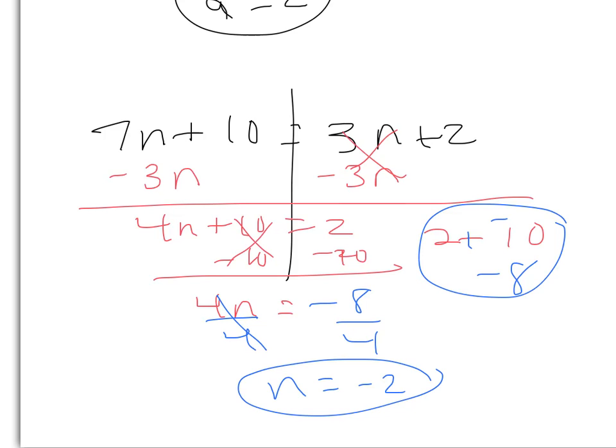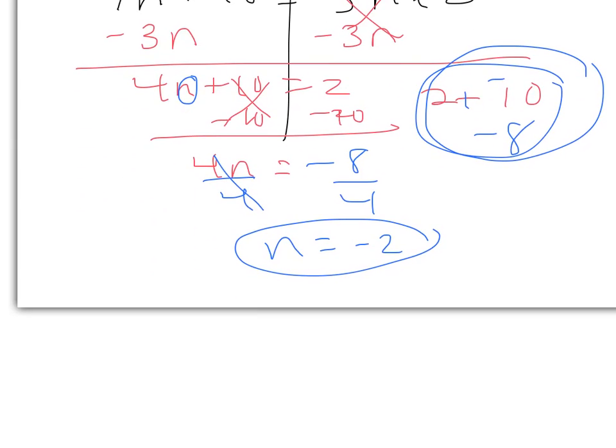Now it's a basic two-step equation. I undo addition, so we subtract 10 from both sides, so we have 2 minus 10. My work's over here on the side. Keep, change, you get negative 8, so 4n equals negative 8. Divide both sides by 4, and you get n equals negative 2.